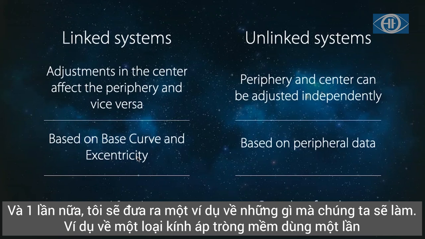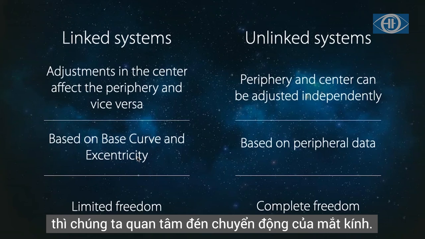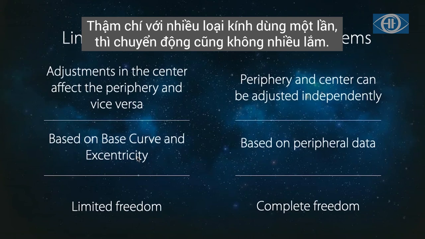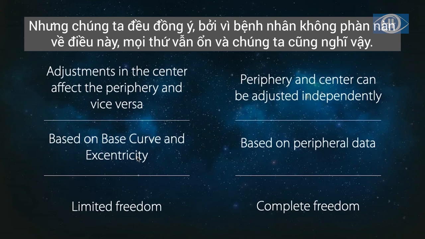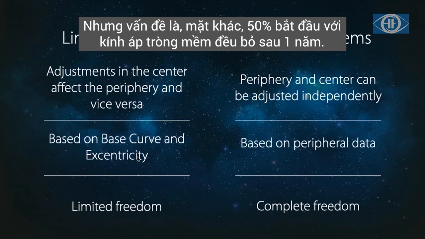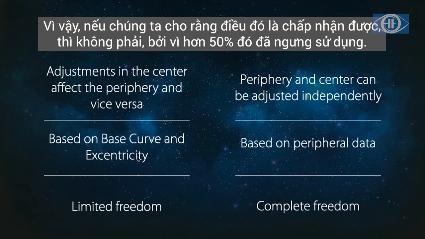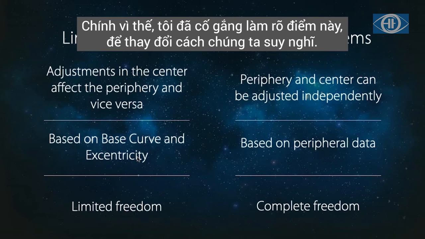Let's say soft disposable lenses. Actually, with every soft lens, what we learned at school is that we want movement of a soft lens. If you look at most of the disposable lenses, the movement is not that much. But we all agree, because the patient is not complaining and it's going well, and we think it is okay. The point is, on the other hand, 50% of all the people who start with soft lenses are dropouts within 1 year. So even if we think it is acceptable, in fact, we are missing a lot, because 50% are dropouts. So maybe we have to change our way of thinking.